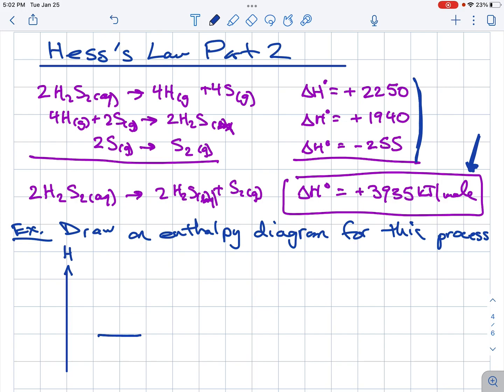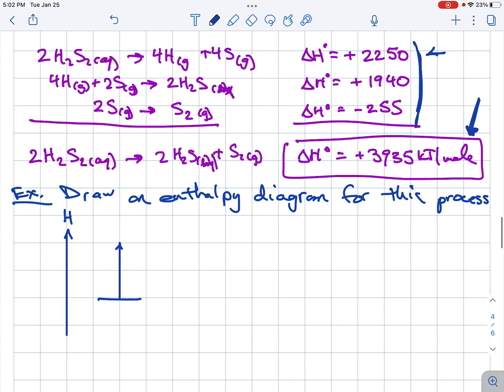So this first reaction here, we have to go up 2,250 kilojoules per mole. I'm going to way run out of room. So, okay. Oops. Okay, let's try this again. So we're going to start down here. And we're going to go up 2,250. And then for this process, that is the amount of energy that would be absorbed going from these reactants to these products.